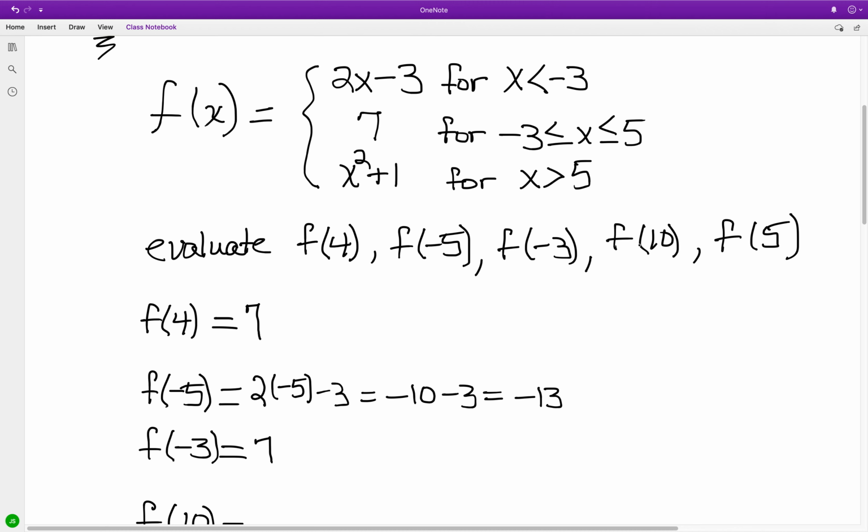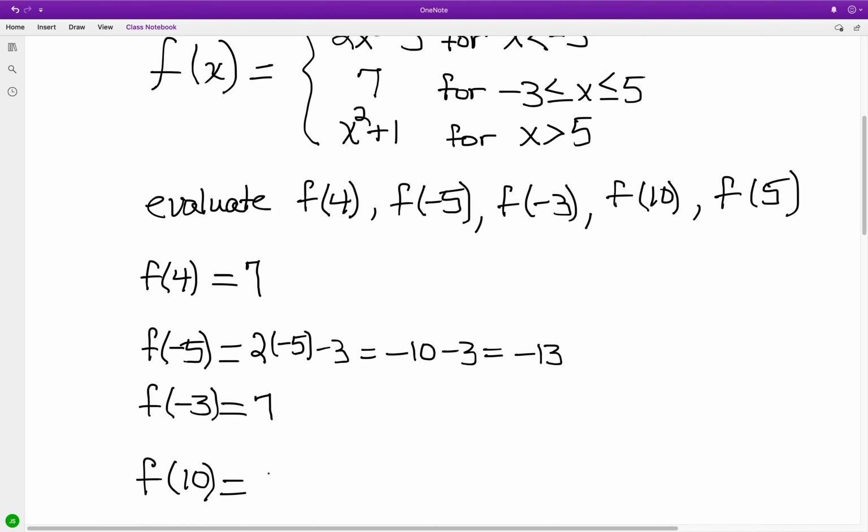Now for the input value of 10, 10 is not less than negative 3. 10 does not fall between negative 3 and 5. However, 10 is a value that is greater than 5. So what do I do with 10? I'm going to operate in accordance with the function portion where f of x is equal to x squared plus 1. With x at 10, f of 10 is equal to 10 squared plus 1. 10 squared is 100, and 100 plus 1 is equal to 101. So whenever the input value is 10, the corresponding y value is 101.